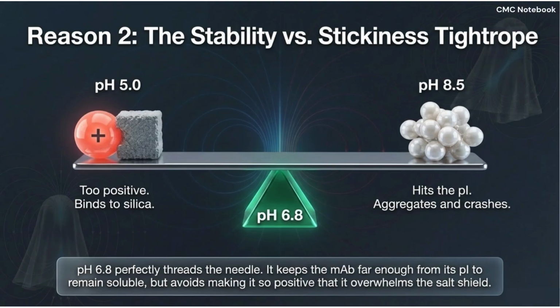Second, pH 6.8 perfectly threads a needle between stability and stickiness. If the pH is too low, for example pH 5.0, the mAb becomes too positive and binds the silica. If it's too high, for example pH 8.5, it hits the pI and aggregates. pH 6.8 keeps it soluble without overwhelming the salt shield.